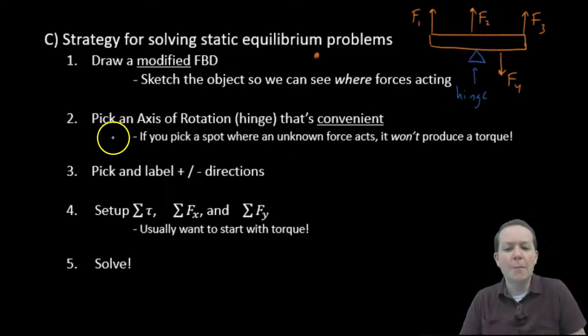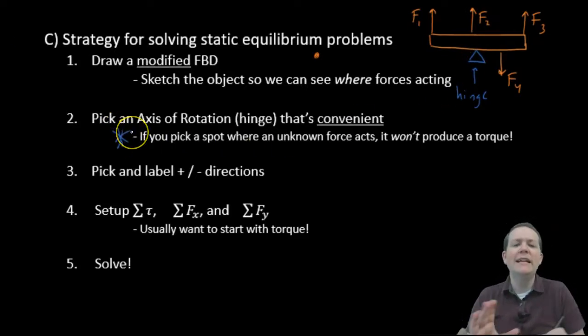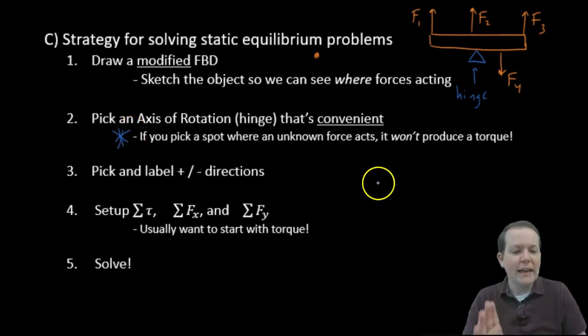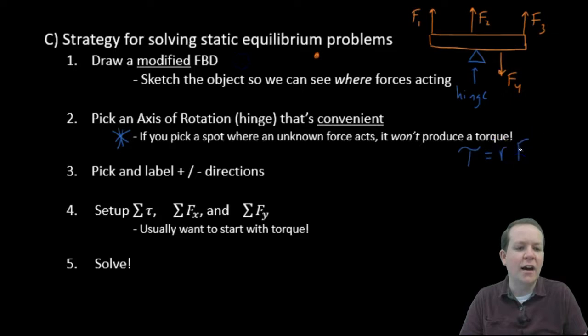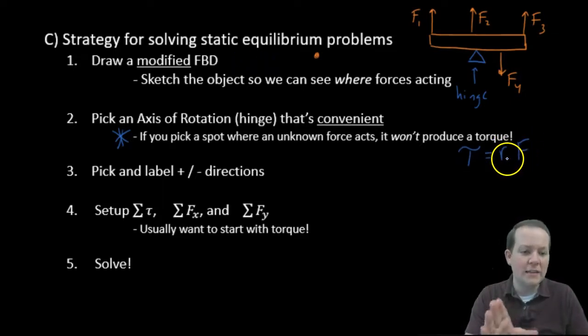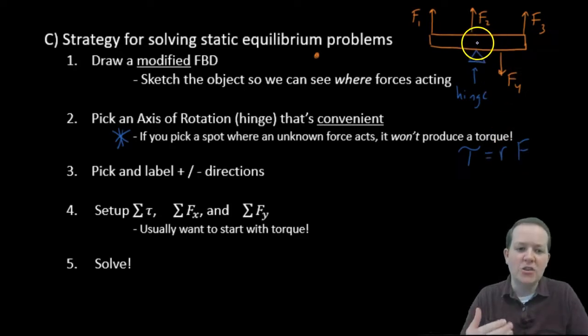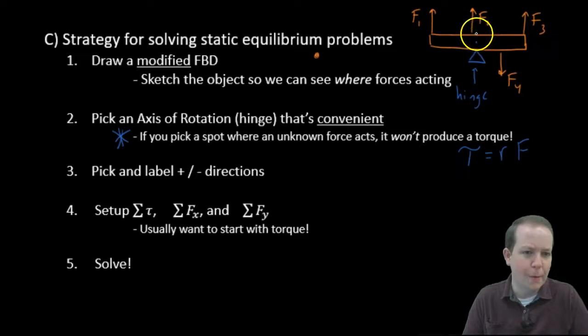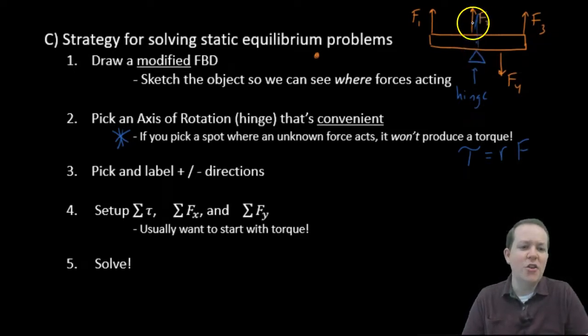Now, there is a little bit of a cheat. If you're really keen on things, you could recognize that torque is always R times force. It's the force times how far away R is. R is measured from that hinge. So if I drew this a little better, if F2 was right on this hinge here, and let's say I had no idea what F2 was, if it's located at my hinge, well, R would be 0.